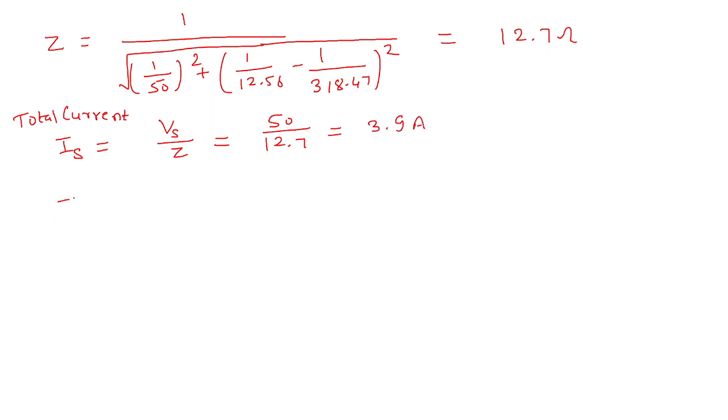Now we can also calculate the IR. IR is the current through the resistor, that is V divided by R. V is 50 and the resistor value is also 50. So from here IR is 1 ampere.